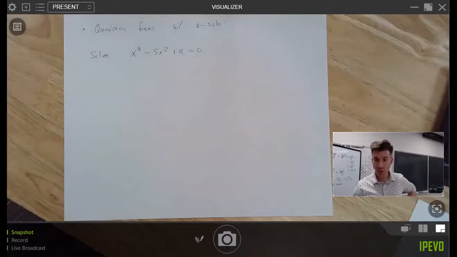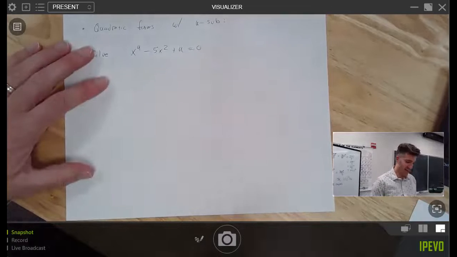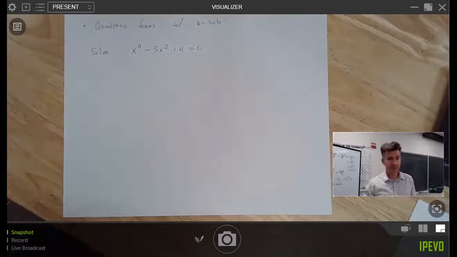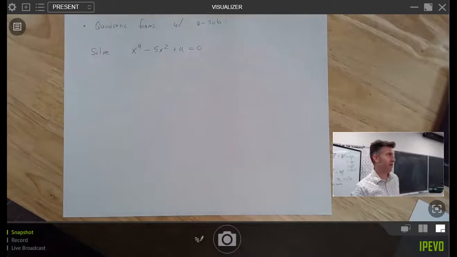And there's kind of 2 ways to go about this. One way is just to kind of see it like it's, as I like to say, factor it normally.